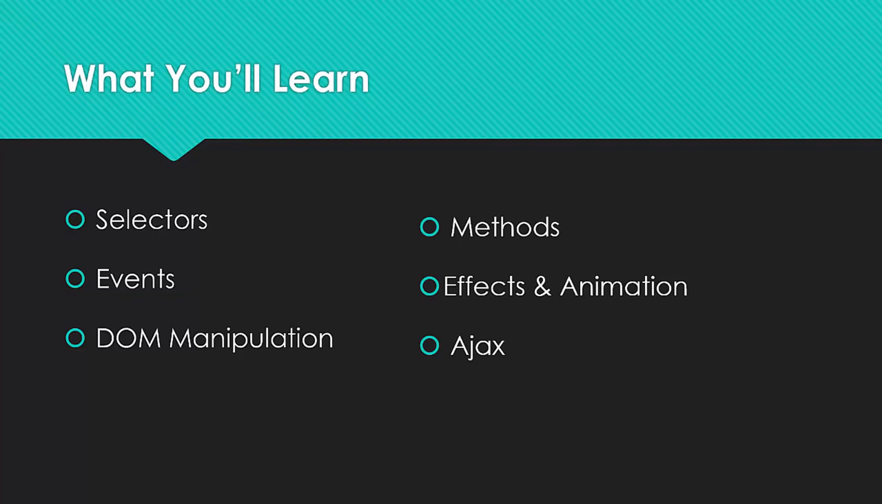And then we'll also discuss some really helpful methods that jQuery offers to do various tasks. We'll talk a little bit about effects, such as fade in, fade out, slide up, and slide down. And we'll also look at the animate function. And then finally, we'll be working with AJAX methods that jQuery offers, such as load, get, post, and the AJAX function itself.